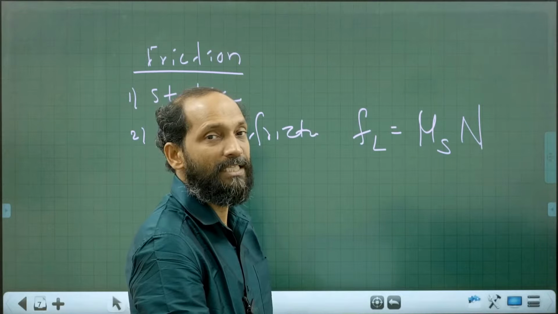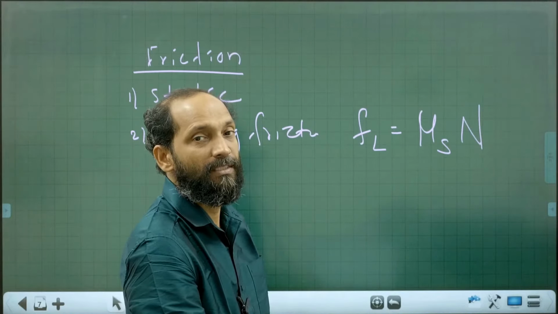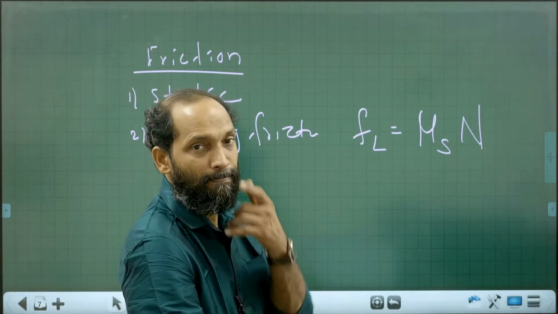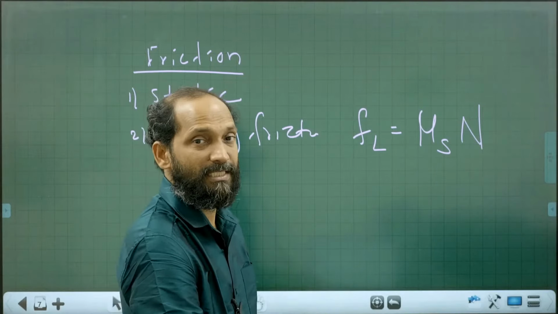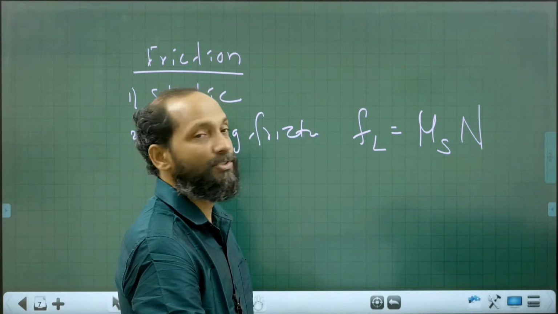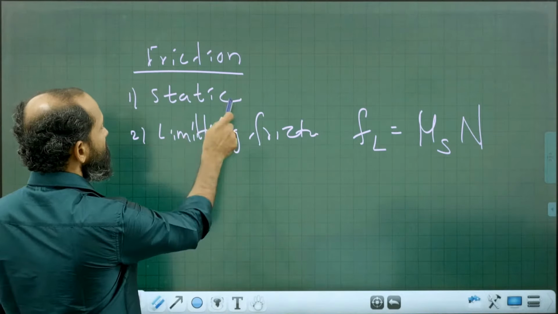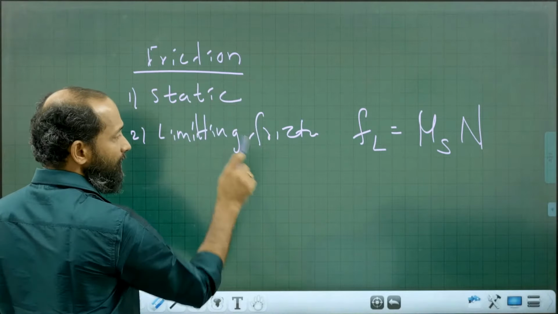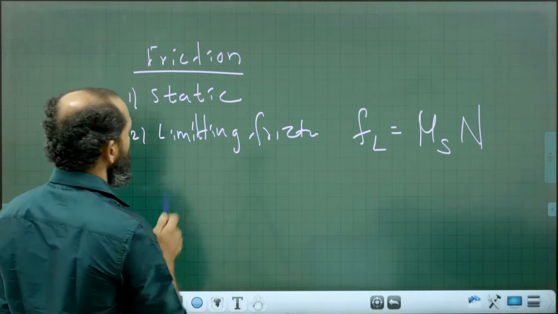On a flat surface, it may be mg in the absence of acceleration vertically. But if there is a vertical acceleration, N can be mg plus ma or mg minus ma, the apparent weight concept we have discussed so far. So this is the concept of limiting friction. Static friction has self-adjusting nature. Limiting friction only depends on two factors: normal contact force and coefficient of static friction.